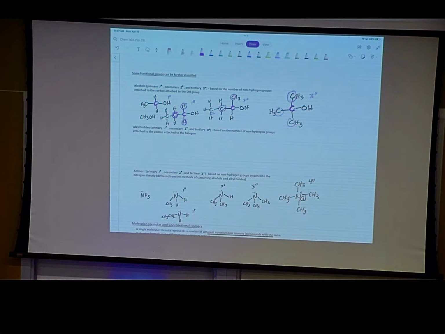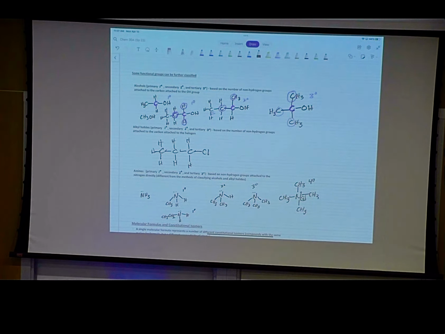So alkyl halides are the exact same thing, so I'm not going to go through all of those. We've got, let's say, CH3, CH2, Cl. Maybe I should make this a little more explicit. So why don't you all tell me, is this one primary, secondary, or tertiary? Yeah, so this one is primary.